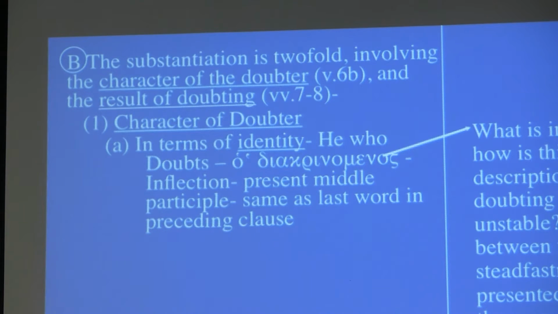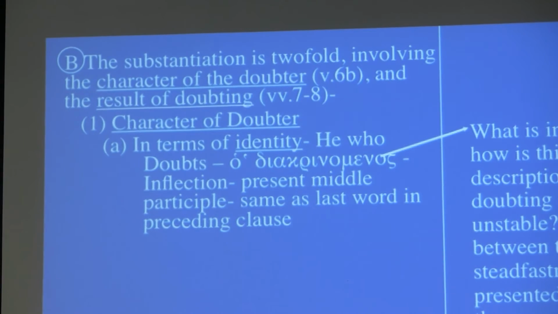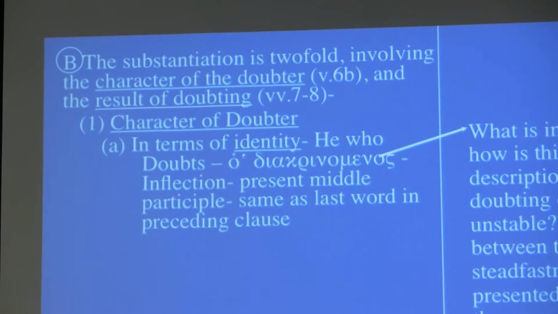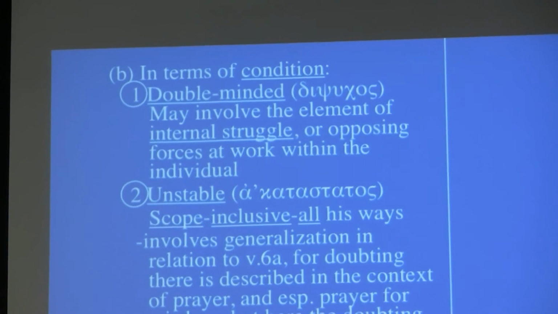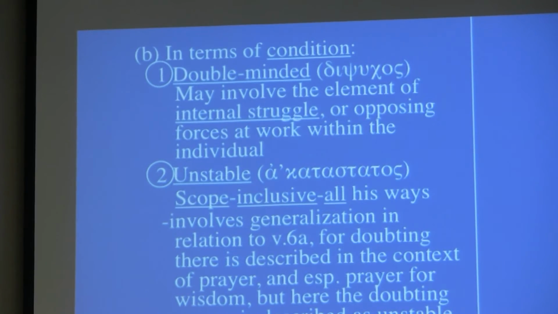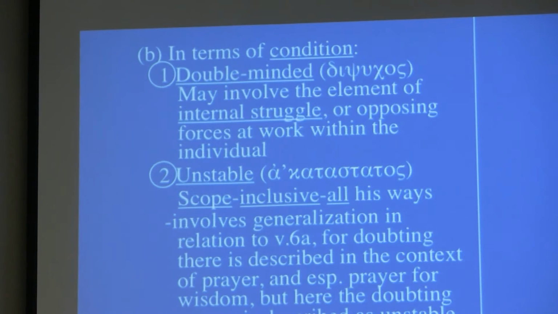With regard to the character of the doubter, in terms of identity, he who doubts, and I'm working with the Greek here, so this is actually the present participle, the one who is doubting. And again, the present tense may suggest a habit or a continuousness of doubting, but also in terms of condition. And this person then is described in two ways as being double-minded, dipsuchos, which may literally be translated double-souled, double-minded, which may involve the element of internal struggle.